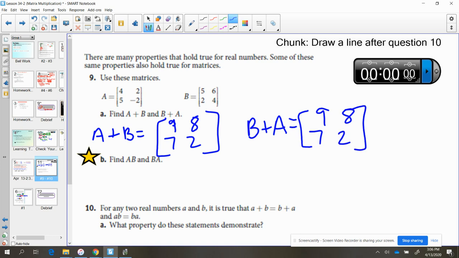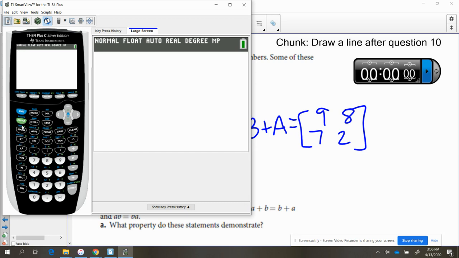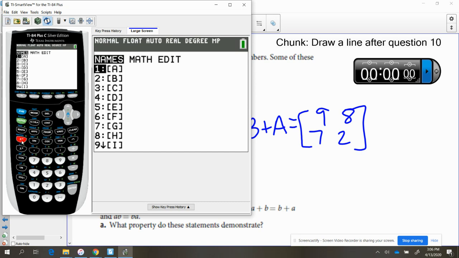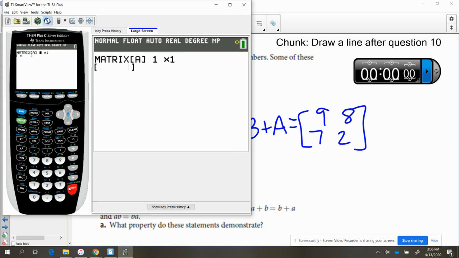Now, the same cannot necessarily be said for A times B and B times A. Now, this is where you're going to get your calculator involved to start checking your multiplication answers. So, in order to type a matrix into your calculator, you're going to hit second and then X to the negative first, and you're going to get into the matrix menu. And what you're going to do is scroll over to the edit option, and we're going to type in matrix A. Now, matrix A is a 2 by 2 matrix, and the elements are 4, 2, 5, and negative 2.